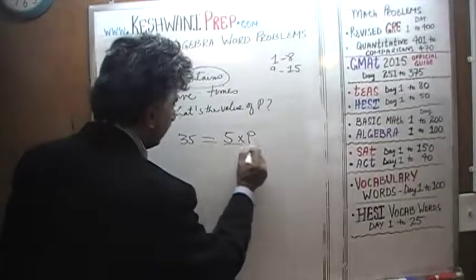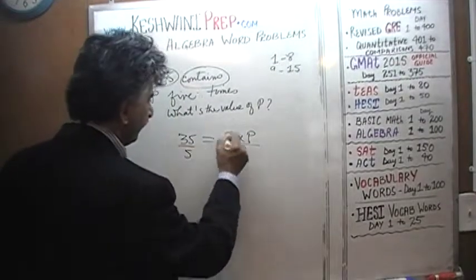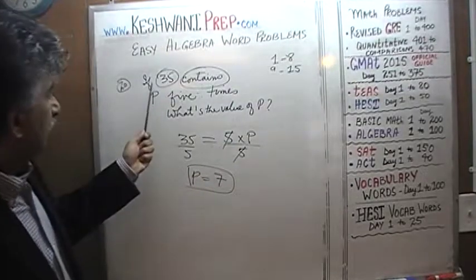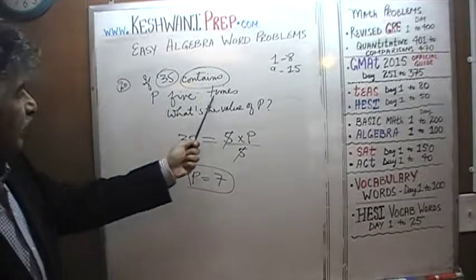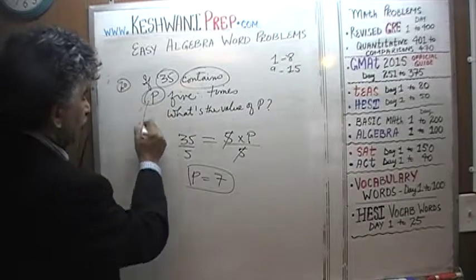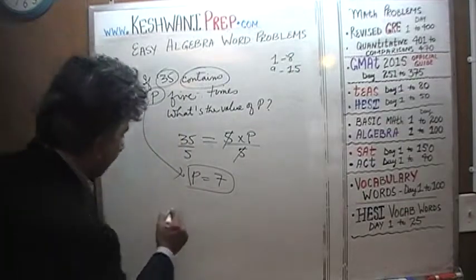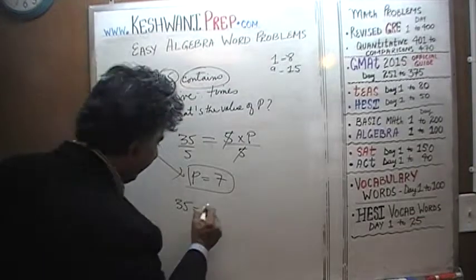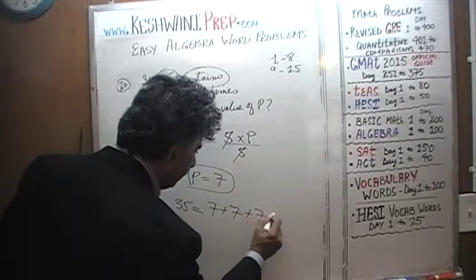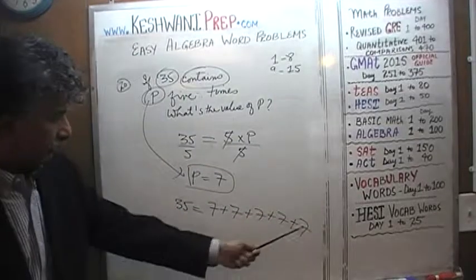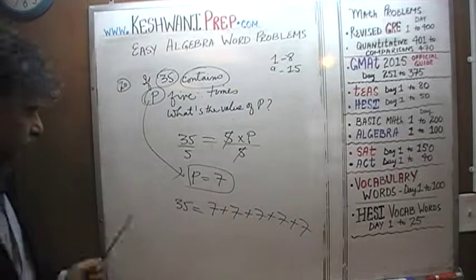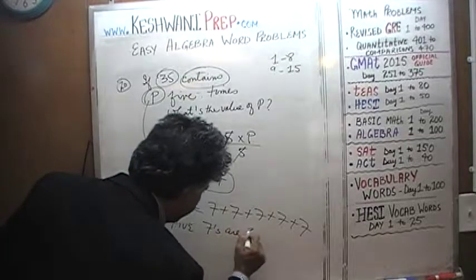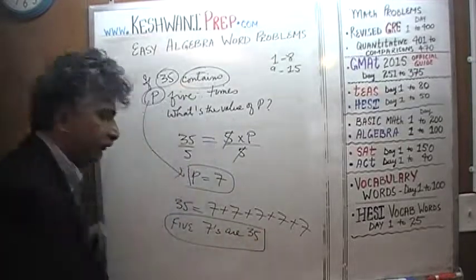Very simple. Divide both sides of the equation by 5 and we're done. 5 will cancel out and P equals 7. Of course, P will equal 7 because the question tells us that 35 contains P 5 times. We just found out P is 7, and 35 contains 7 five times: 1, 2, 3, 4, and 5. 5 sevens are 35. That's how we read it.